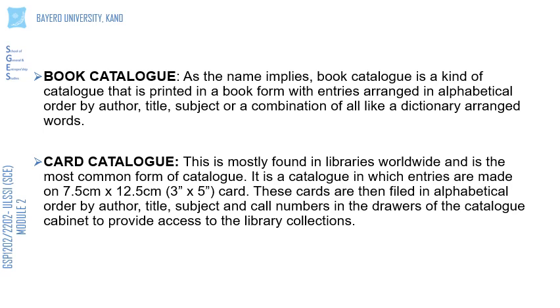It is a catalog in which entries are made on 7.5 cm by 12.5 cm, that is 3 by 5 inch cards. These cards are then filed in alphabetical order by author, title, subject, and call numbers in the drawers of the catalog cabinet to provide access to the library collections.